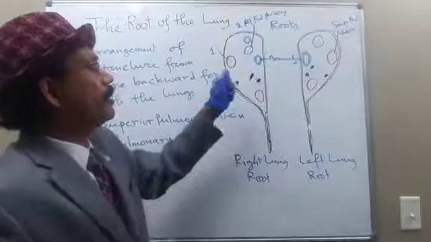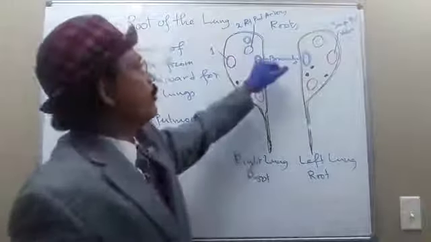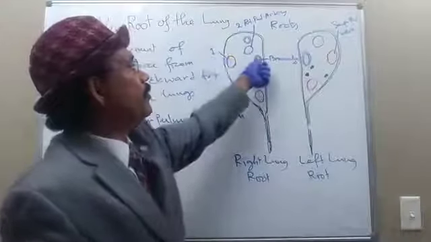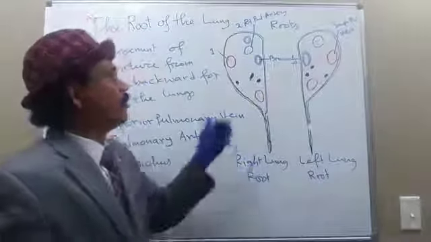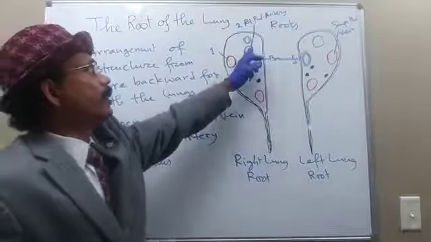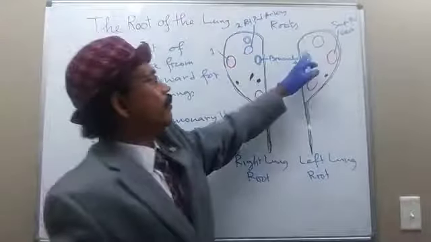How can you palpate? The bronchus wall will feel hard because it contains cartilage. In the dissection hall, on your real specimen, if you palpate, you'll feel it hard. Okay, so the most anterior structure is the superior pulmonary vein, then the pulmonary artery, then the bronchus. Okay, here this is the bronchus.